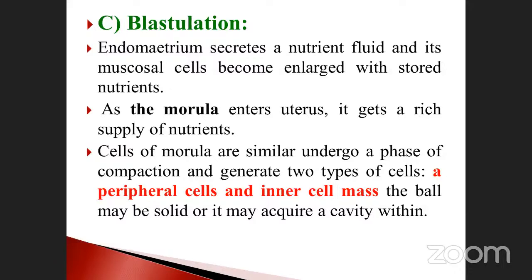The cells of the morula are similar, and they undergo a phase of compaction and generate two types of cells. This is very important. We already discussed two types of cells during microsporogenesis, the periclinal and anticlinal, like that we studied. See here, what happened: two types of cells. What are the types? Peripheral cells and inner cell mass. The ball may be solid, or it may acquire a cavity within. Cavity means there is a gap.